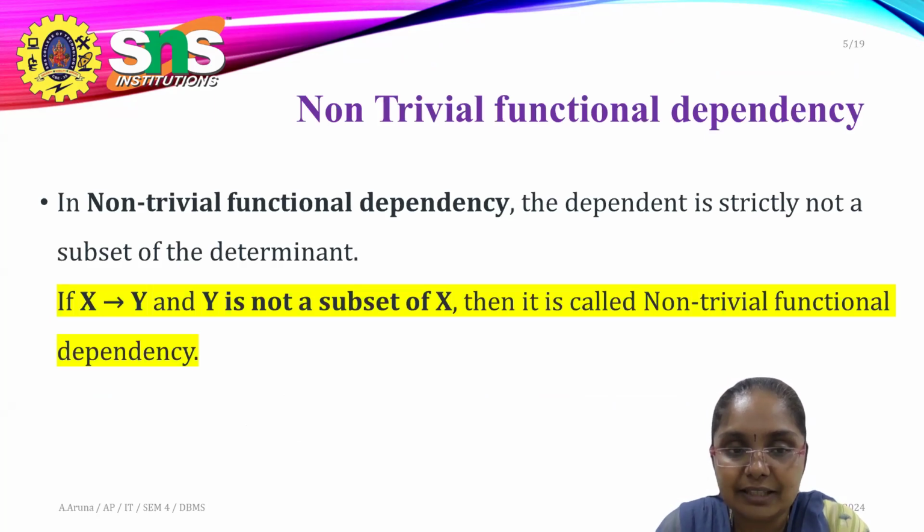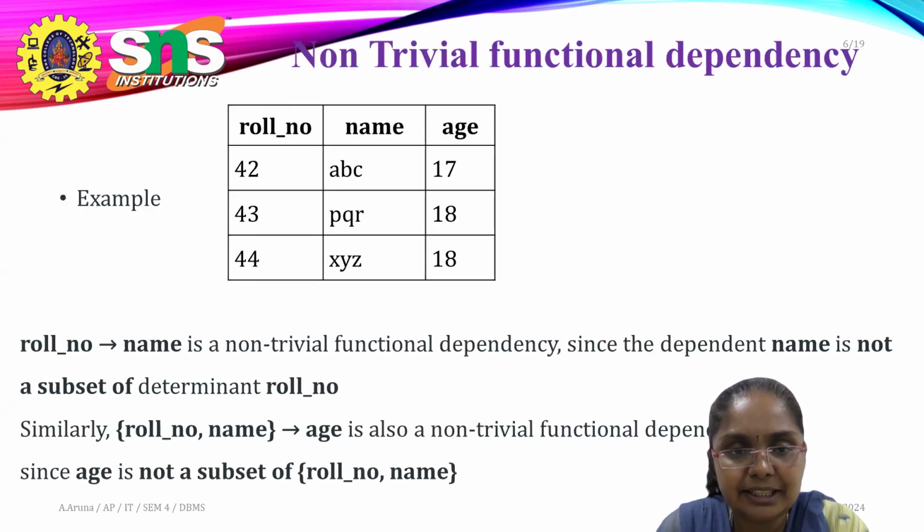The next one is non-trivial dependencies. It is a dependency where Y is strictly not a subset of the determinant, X. Only then can we call it a non-trivial functional dependency. You have to work it out to say whether a particular relation is trivial or non-trivial. For example, see here: roll number tends to name, name tends to age, age tends to roll number, name tends to roll number. These are not trivial functional dependencies.